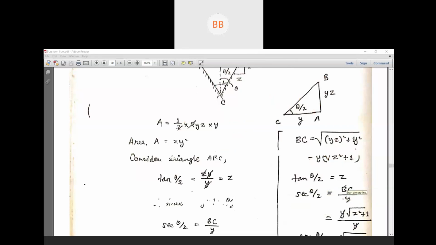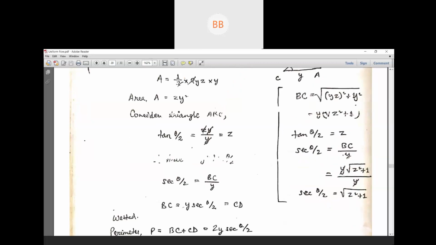And similarly, if we consider sec theta by 2, it is BC by y. Then you substitute the BC value from here. It is y root over z square plus 1 divided by y. This y will be cancelled out, and the ultimate result you get is root over z square plus 1. These are the two components: tan theta by 2 and sec theta by 2.